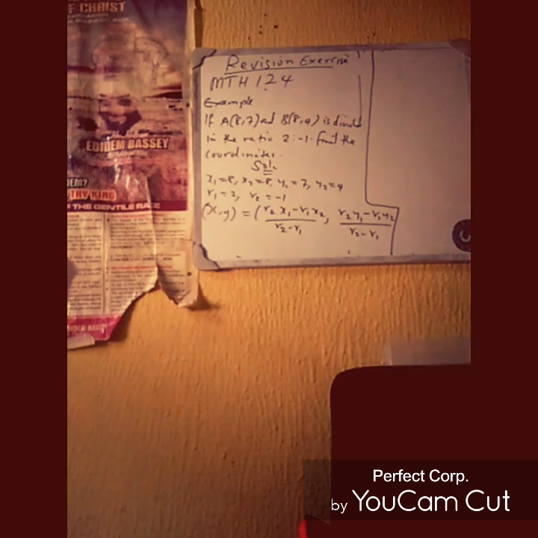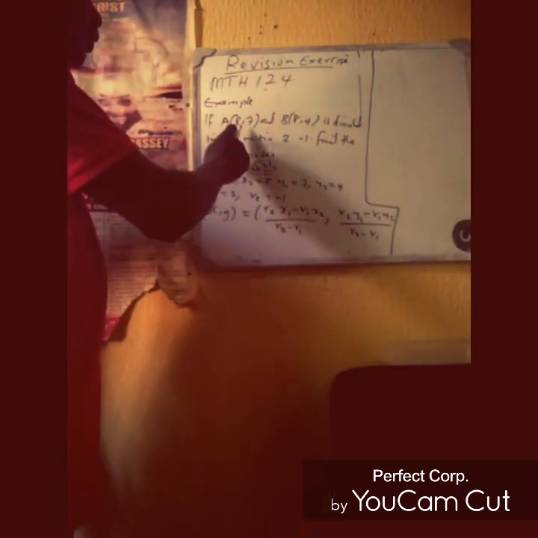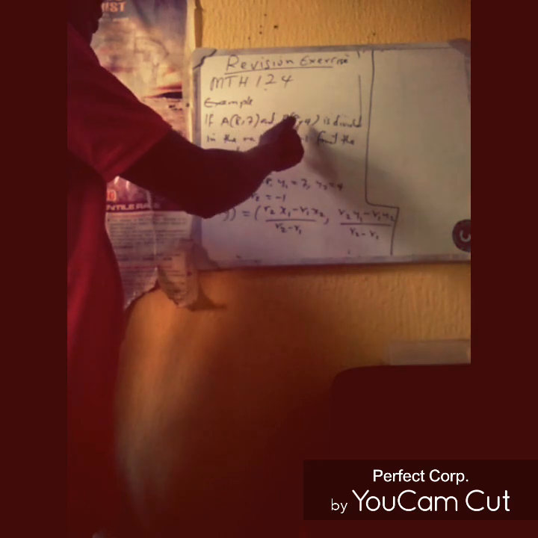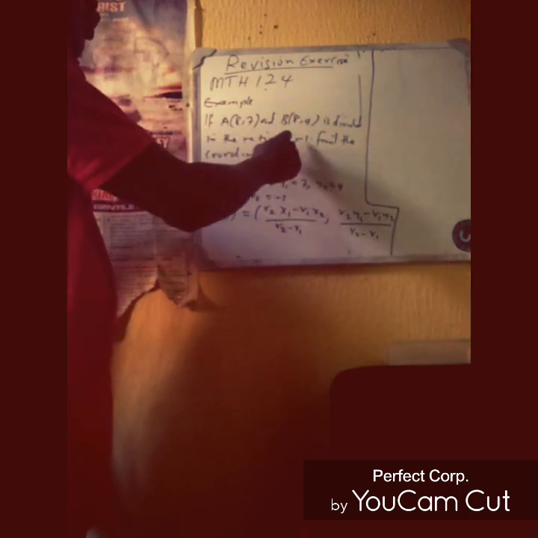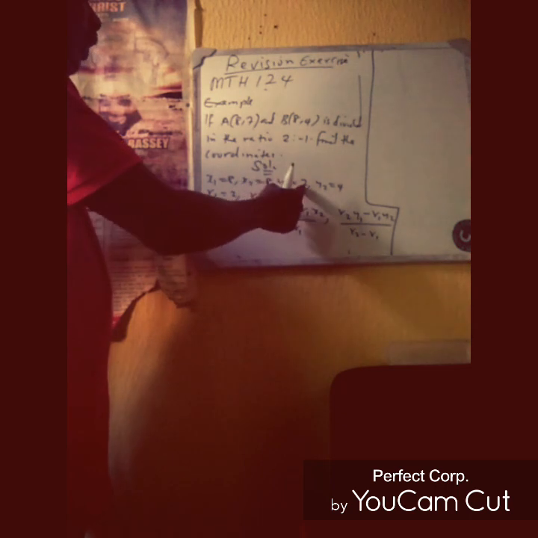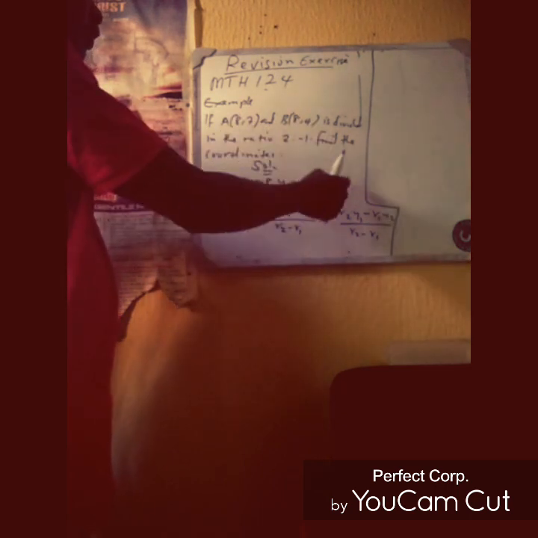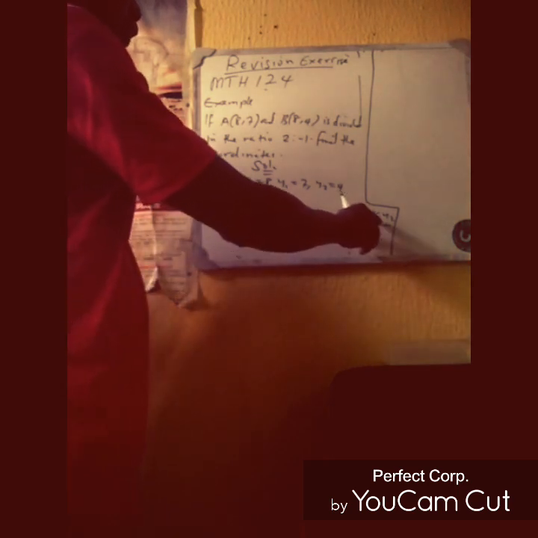Now, for this problem: if A (8, 7) and B (8, 4) is divided in the ratio 2:1, find the coordinates. Now, x1 is equal to 8, x2 is equal to 8, y1 is equal to 7, and y2 is equal to 4. Now, r1 is 2, and r2 is -1. Now, the formula for the coordinate of the division (x, y) is (r2 x1 minus r1 x2) all over (r2 minus r1), and (r2 y1 minus r1 y2) all over (r2 minus r1).